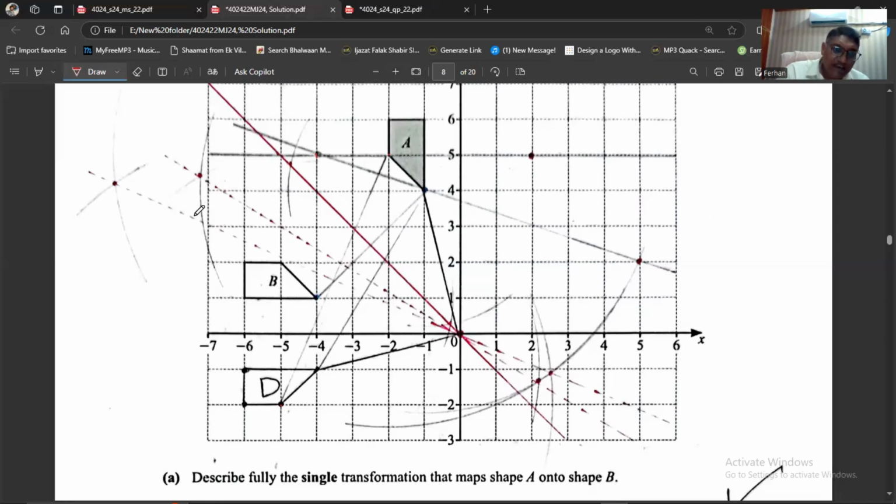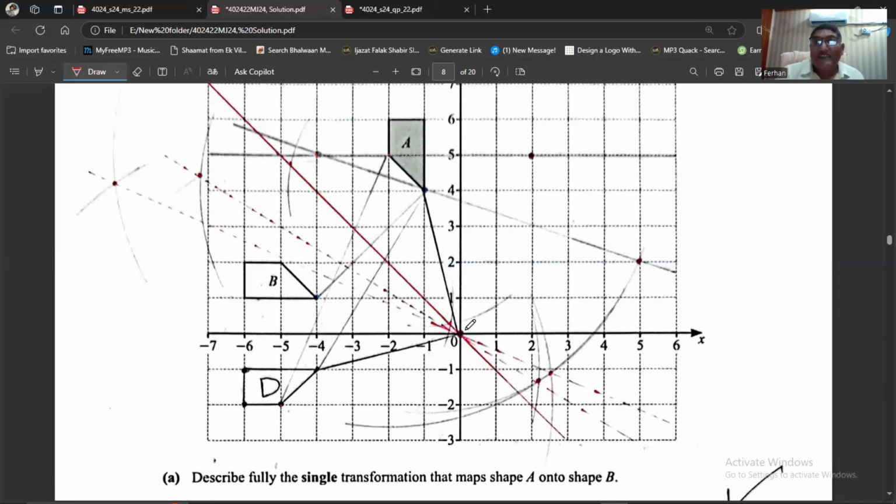So this red dotted line represents basically the perpendicular bisector when I join this point and this point. So where these two perpendicular bisectors intersect each other, that will be the center of rotation. So the center of rotation is this point, which is 0, 0.